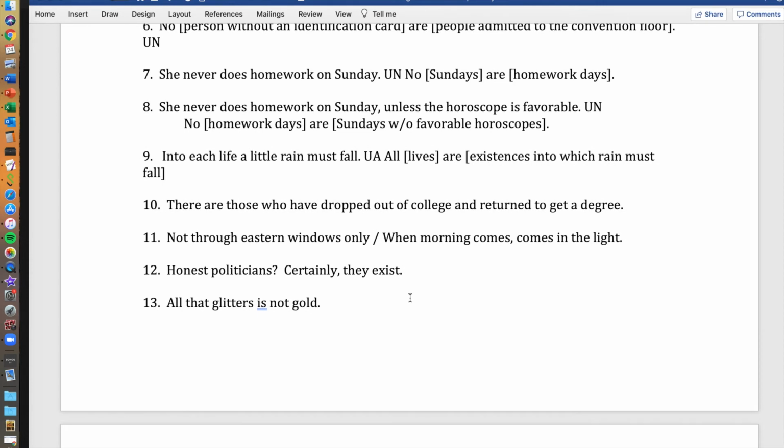Number 10, there are those who have dropped out of college and returned to get a degree. There are those who have dropped out of college. There are those, right? There's a clue here. It seems to suggest that we're not talking about everyone, but some among a category, right? And so we have a particular statement. And what do we say about those who have dropped out of college, which seems to be the subject term here, right? What do we say? Some of them are, right, people who return to get a degree.